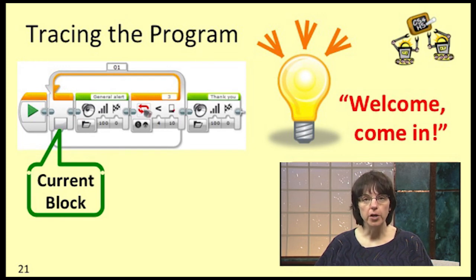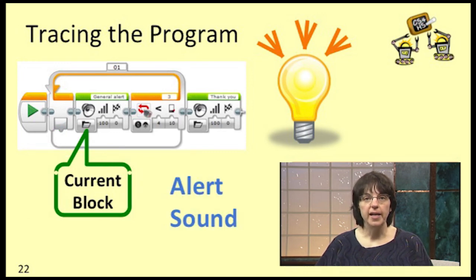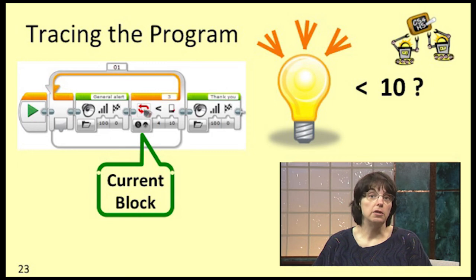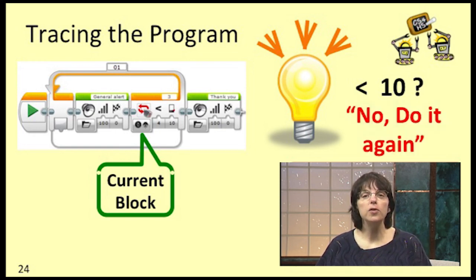Let's trace this program. Let's assume that we start with all the lights on. The first block that we encounter is the loop, and it says, "Welcome, come in," so we go in. We arrive at the sound block, and the EV3 plays the alert tone. Now we get to the end of the loop, and we check the level of brightness in the room. The light is still on, so the sensor is reading a number that's not less than 10. In fact, it happens to be much bigger. So the loop says, do it again.